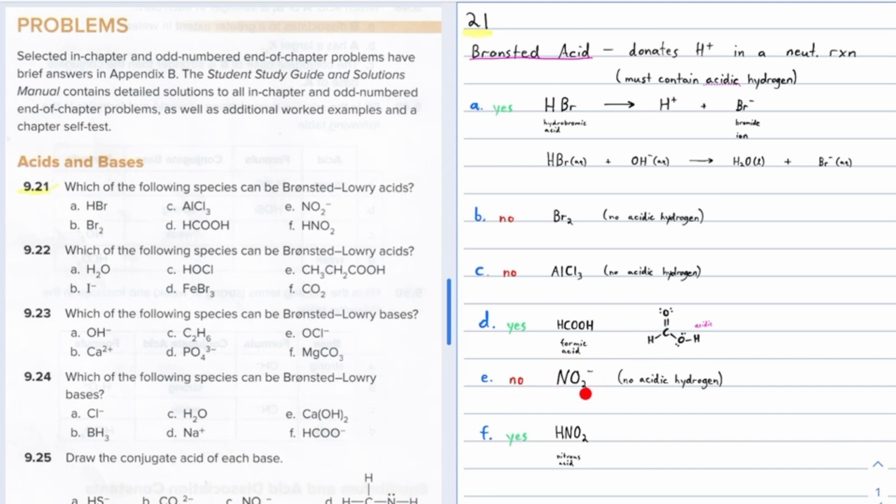The next one is not, no acidic hydrogen here. This is the nitrite ion. The last one, yes. This is nitrous acid. And in fact, if nitrous acid loses its acidic hydrogen, you would be left with nitrite.